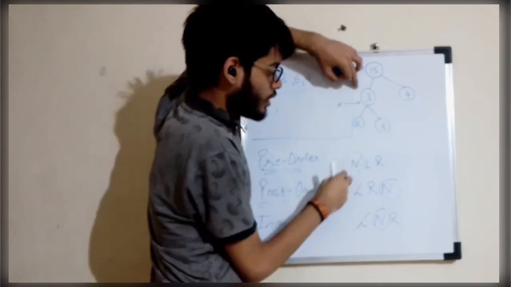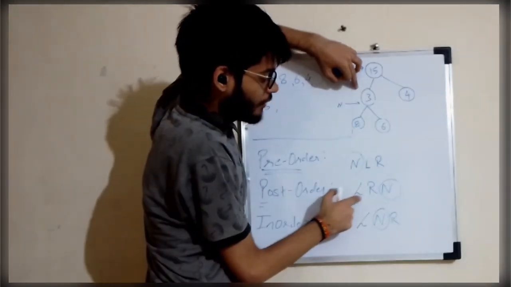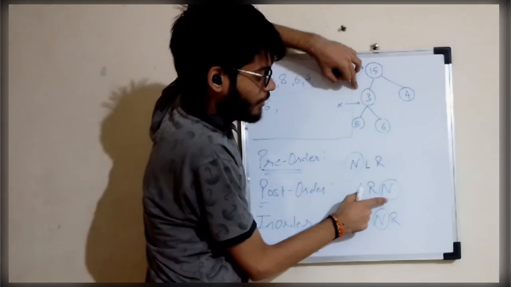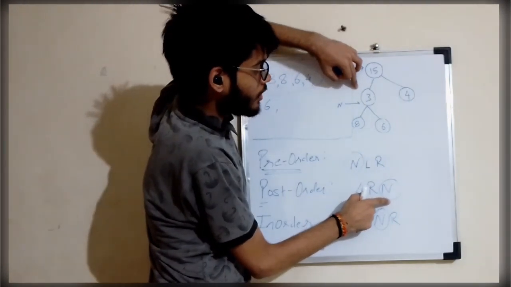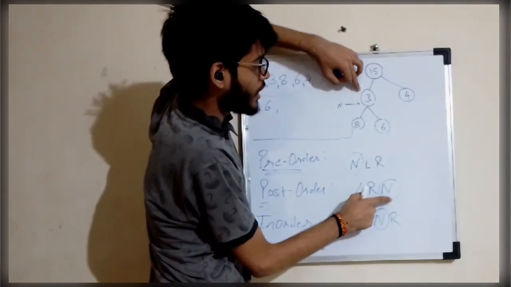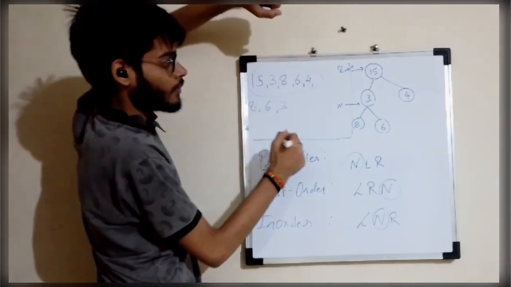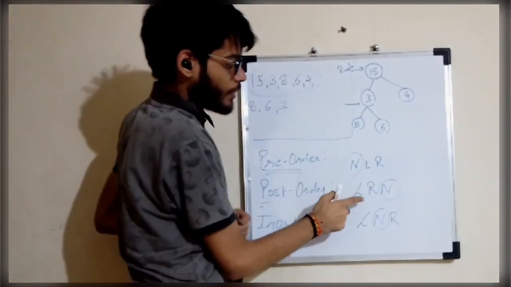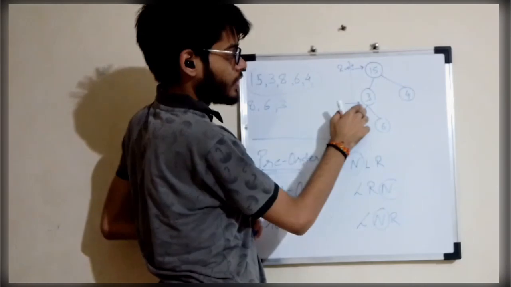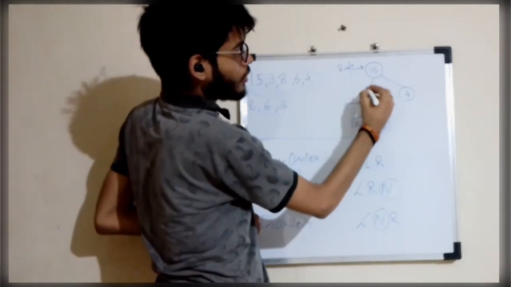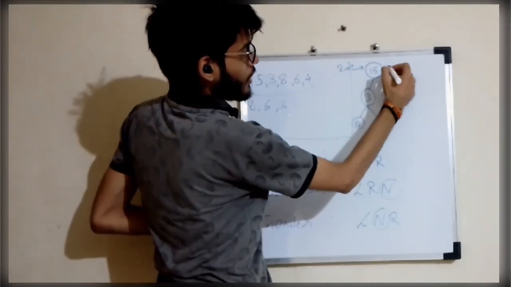Now for 3, as we can see, we have visited the left, we have visited the right, and now we have to perform the node of this. Basically, we have to print this, okay? So we'll print 3. Now after visiting the left, right, and node of this 3, it will return back to 15.